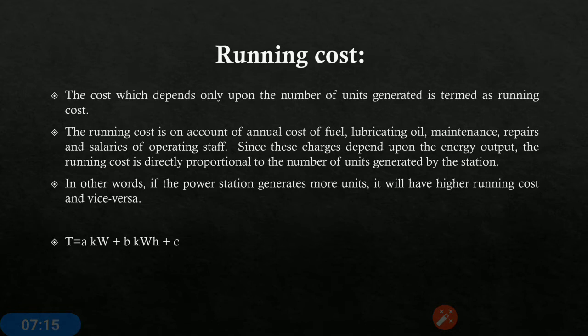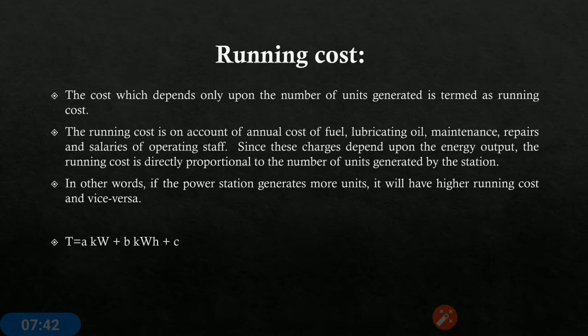The higher the generation of units, the higher will be the running cost, because with more units generated, more fuel is required to generate the units, and it will increase the running cost. So we can say that if the power station generates more units, it will have higher running cost, and vice versa is also true.